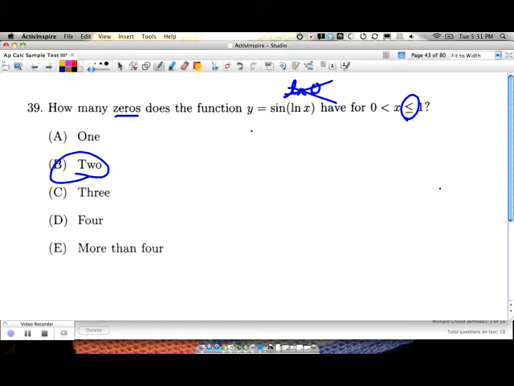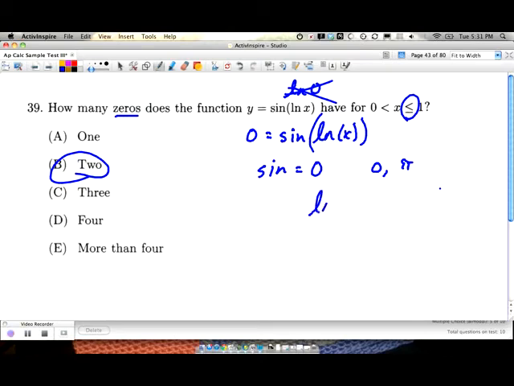Well, then that would be asking, when does y equal 0? 0 equals sine of natural log of x. When does sine equal 0? Well, it equals 0 at a couple of places. It's going to equal 0 at 0, of course, and at pi.